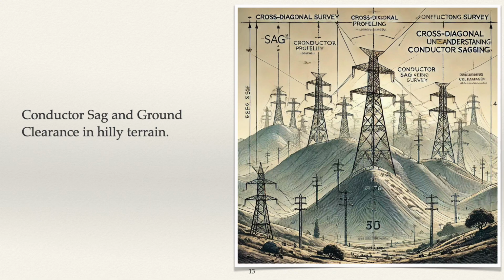This is especially true when the transmission line runs parallel to hilly terrain, where the natural slope increases the risk of reduced clearance. The cross-diagonal profile helps identify such situations and adjust sag levels to ensure compliance with ground clearance requirements.